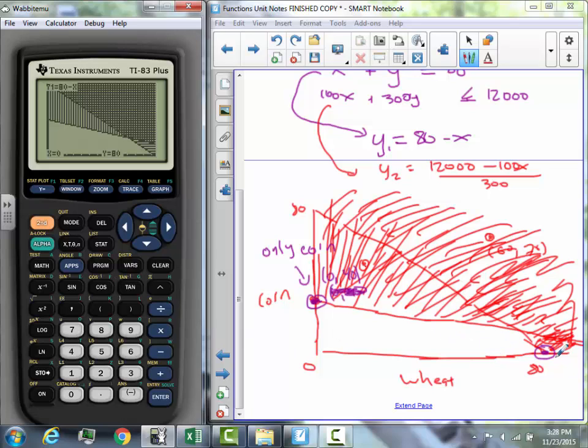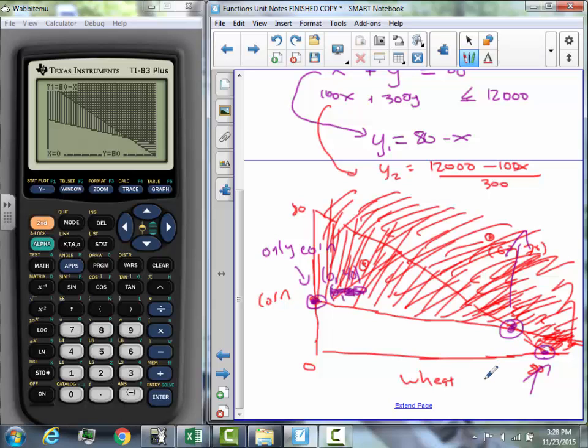Sorry, I'm going fast here. Does it make sense then that this point right here is where he plants just wheat? Okay. What about this vertex right here? What is that vertex? Well, he plants some wheat, and he plants some corn. He plants a little bit of each, right?